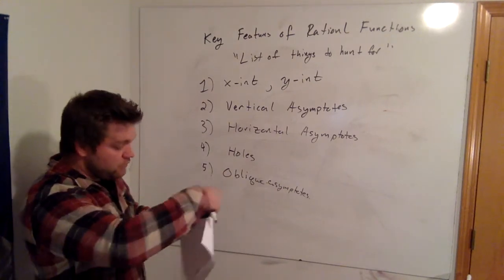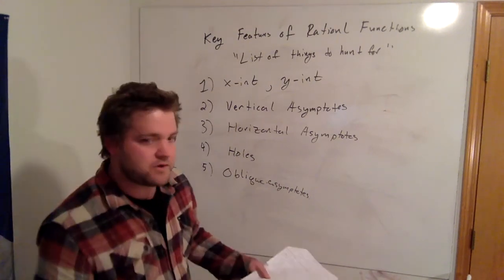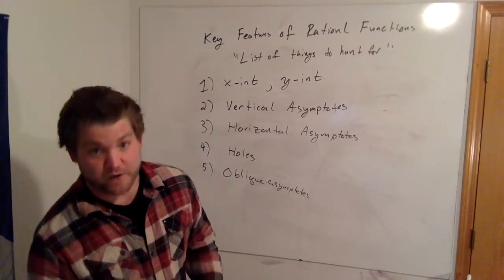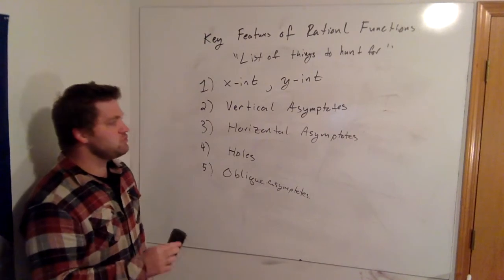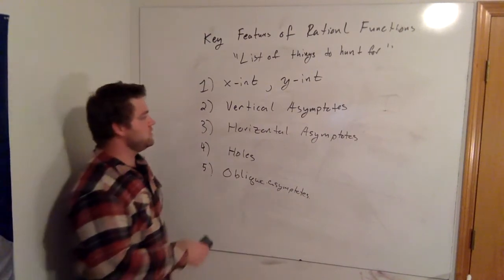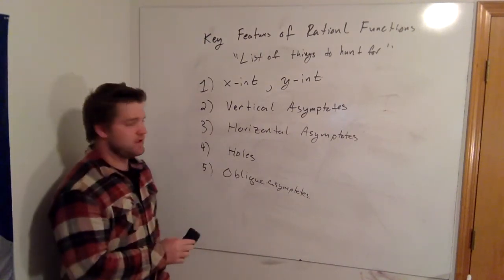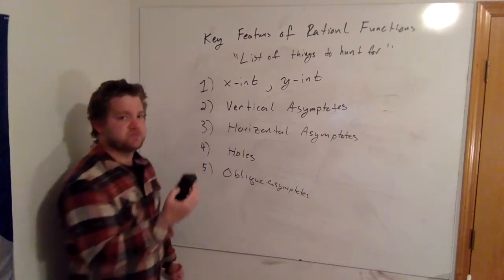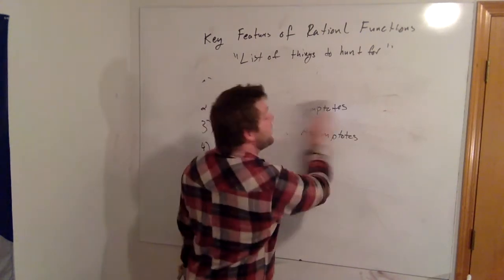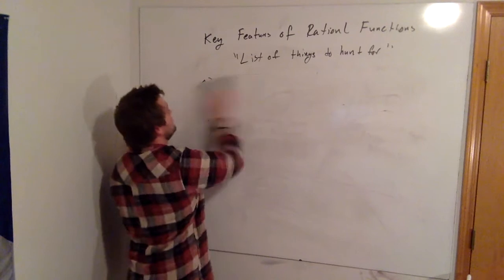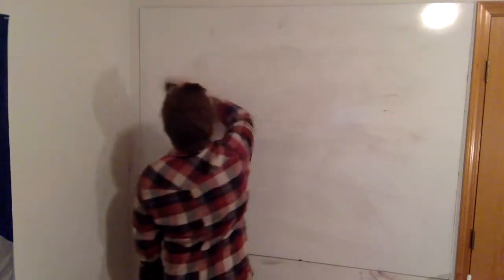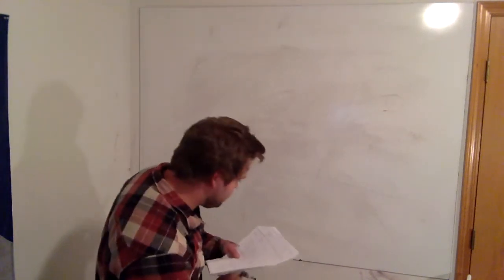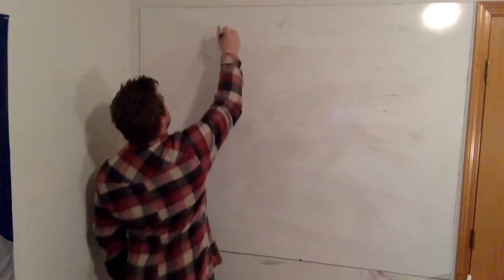Okay, so what I want to do is draw what we would call our toolkit rational functions, and then we'll do some transformations of those, and we'll define some vocabulary, or I'll label some of these features on a simple rational function. Okay. So, let's do some simple examples.